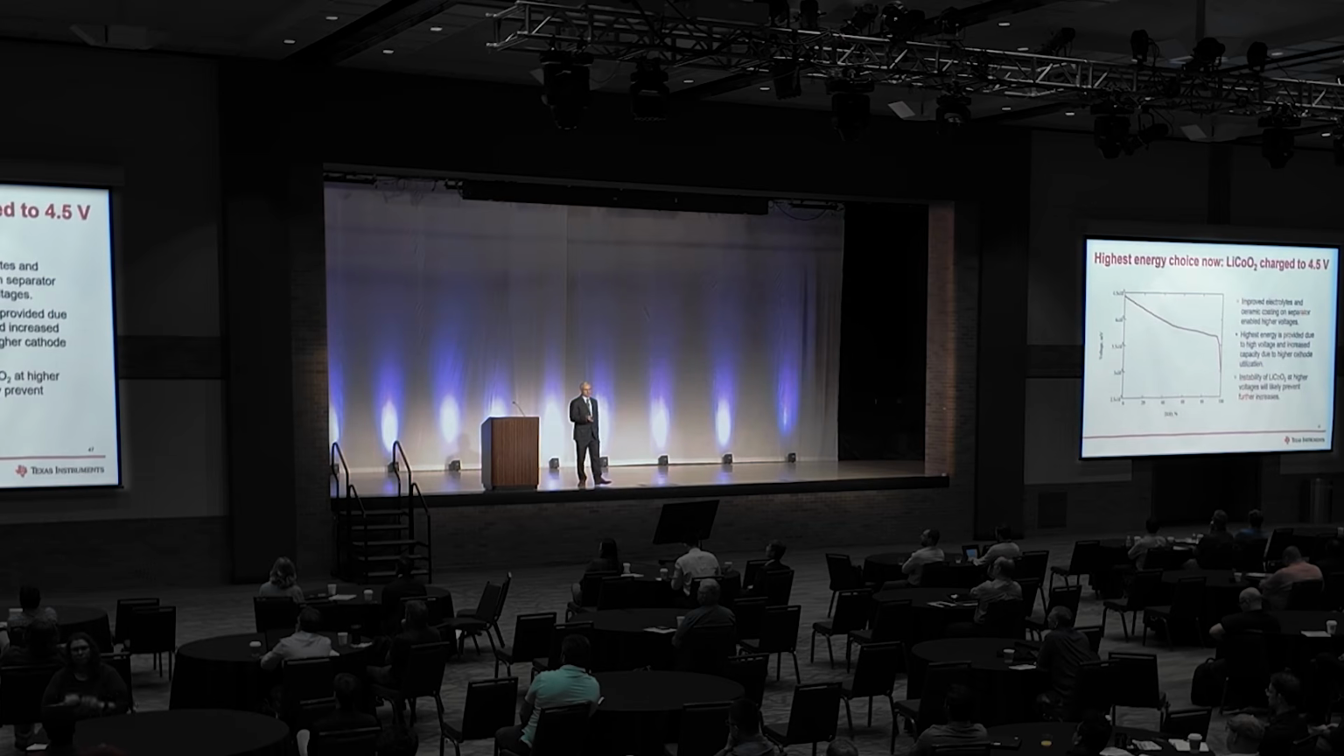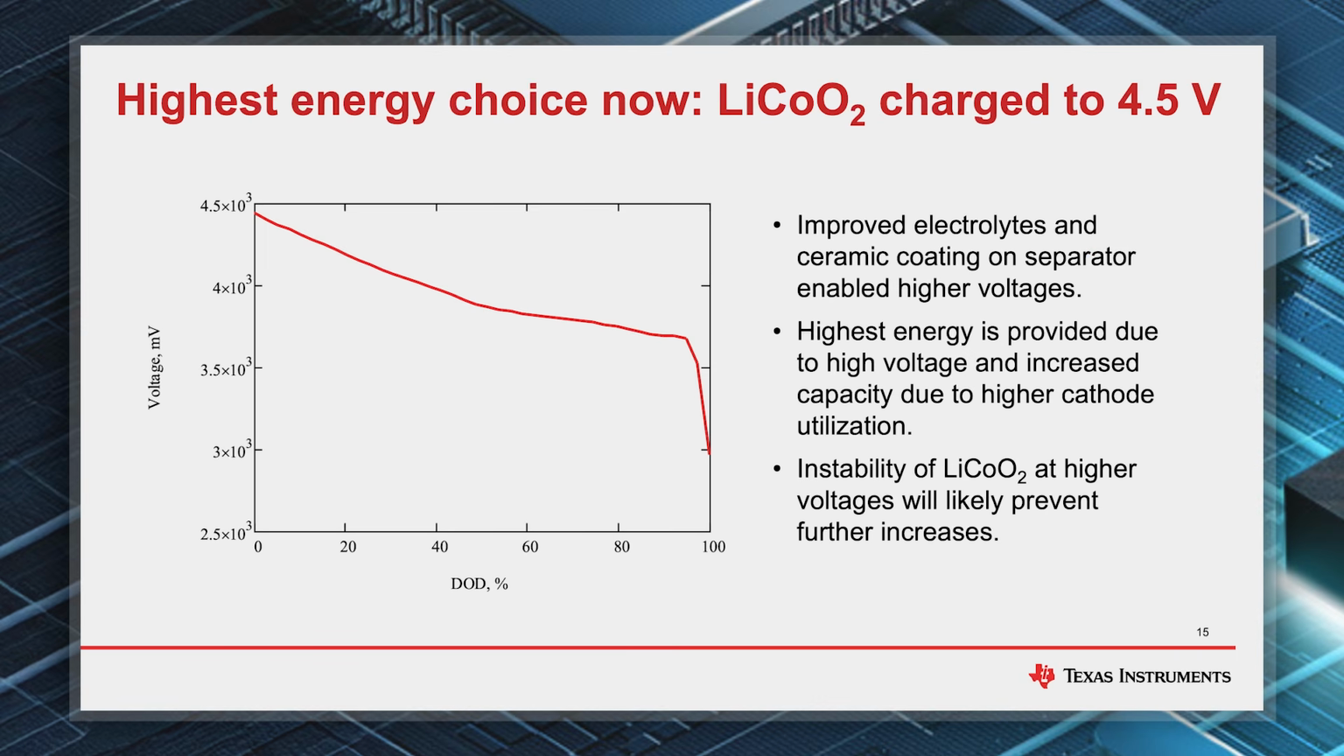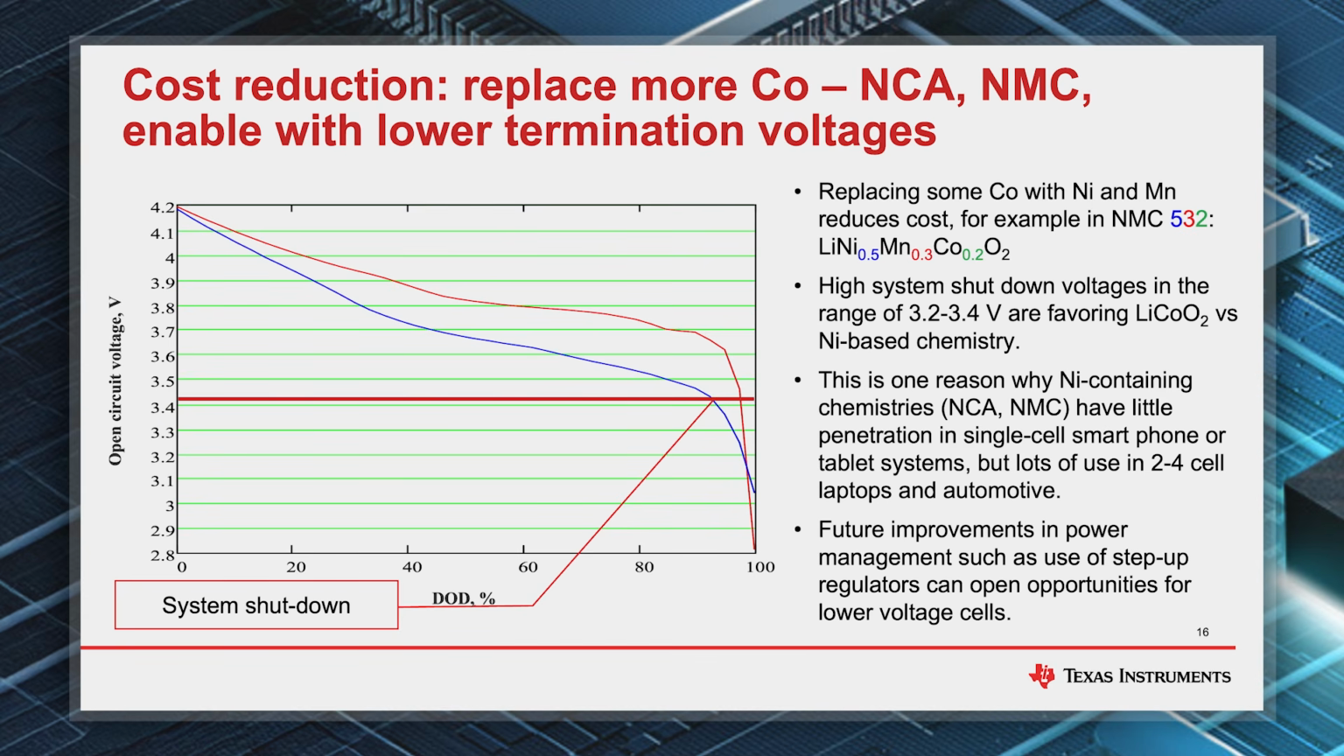So let's now look specifically at each of these most popular chemistries. The most popular chemistry for portable applications still remains lithium cobalt oxide. Even though cobalt is a problematic metal in terms of supply, it still gives you the highest voltage and highest energy density, especially if you charge it to 4.5 volt, which has become common these days. Now, if you want a little bit more availability of your cathode material, you can go to some variety of NMC. And there are many different NMCs.